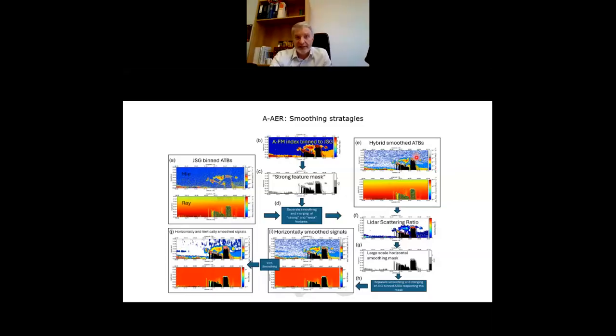Then there is a simple division of these two, the Mie and the Rayleigh, the particulate and the molecular backscatter, which gives us the LiDAR scattering ratio, which is then used to produce another mask, because you don't want to smooth over aerosol and cloud features. And then there's another round of smoothing. And then you finally get around to applying the extinction and backscatter retrievals.